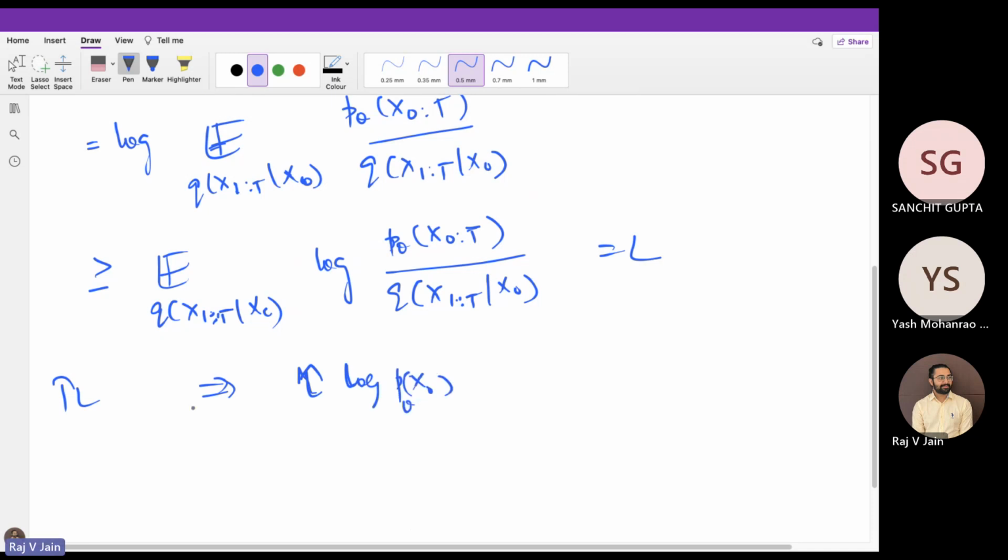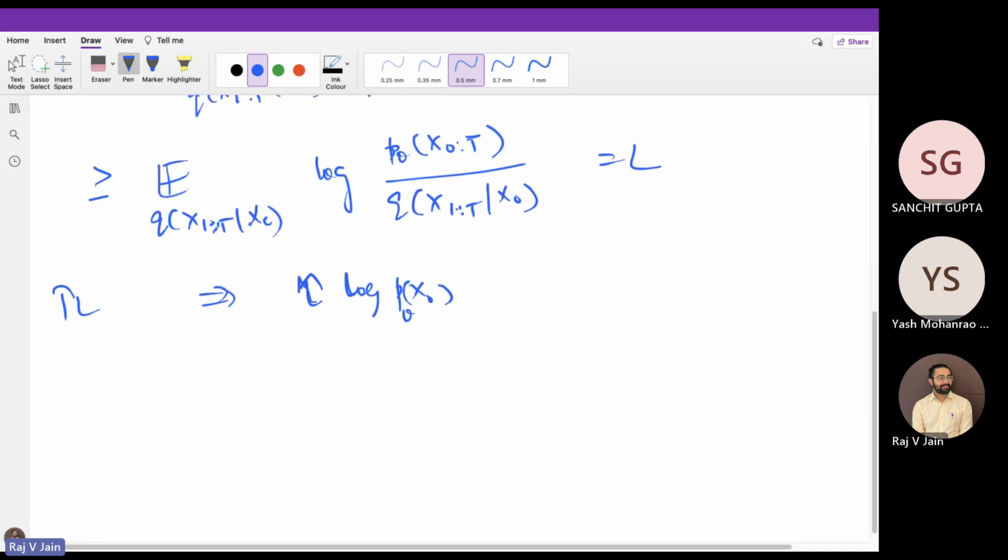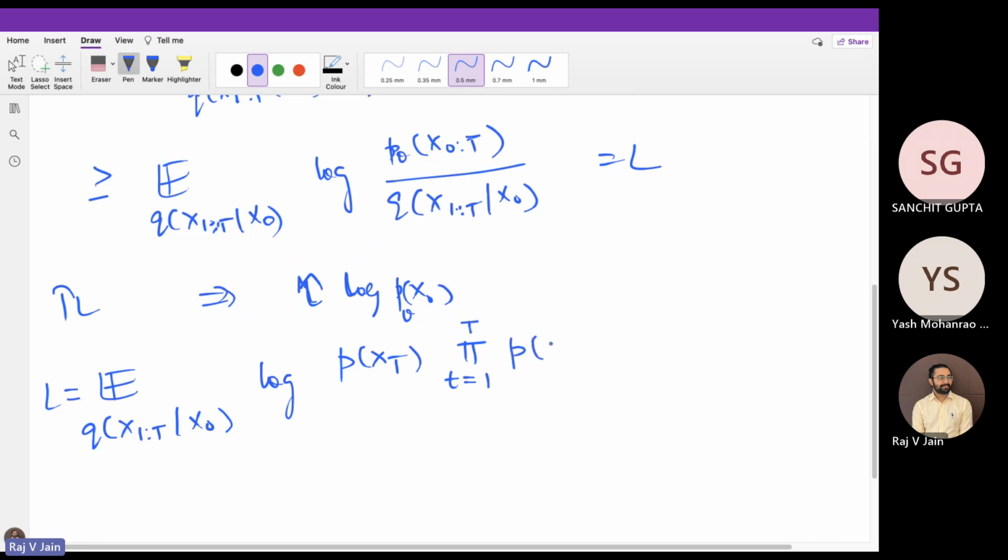Okay. So now let's consider this lower bound. We'll see how to get some terms out of this. I can write this as expectation over x1 to T given x naught, log. Now P theta of x naught to T can be written in the joint distribution format, that is P of xT multiplied with all the possibilities, so t equal to 1 to capital T, P of x t minus 1 given x t. Is this right? Yeah, correct.